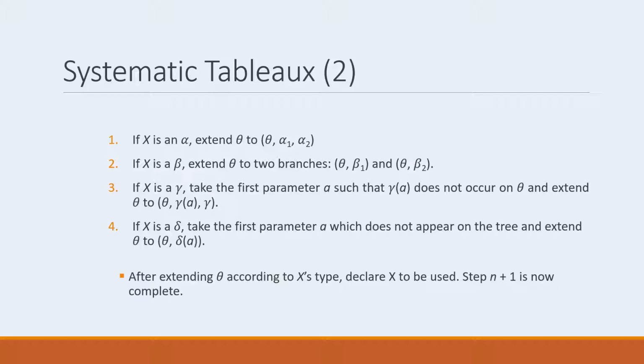If x is a gamma, take the first parameter a such that gamma of a does not occur on theta, and extend theta to theta, gamma of a, gamma. And we'll talk about that more in a moment. Lastly, if x is a delta, take the first parameter a which does not appear on the tree, and extend theta to theta, delta of a. After extending theta according to x's type, we declare x to be used, and step n+1 is now complete.